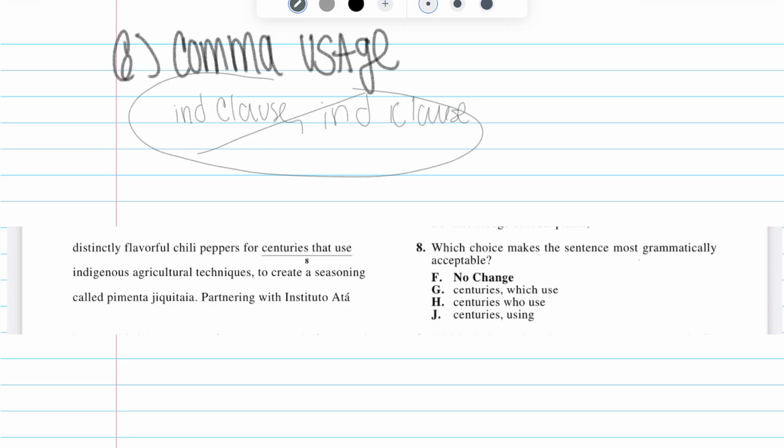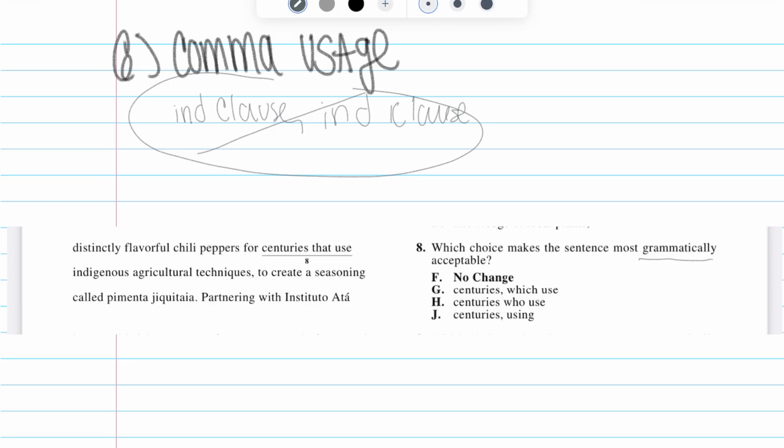It says on 8, which choice makes the sentence most grammatically acceptable? And then this one is going distinctly flavorful chili peppers for centuries that use indigenous agricultural techniques to create a seasoning called pimenta. And we're just going to call that pimenta J because I cannot pronounce that word. So if you're looking at it, what's kind of different with these is as centuries, comma, which use, centuries, no comma, who use, and then centuries using. So this one right here with G, this one makes two independent clauses.